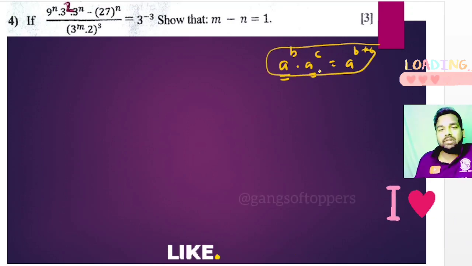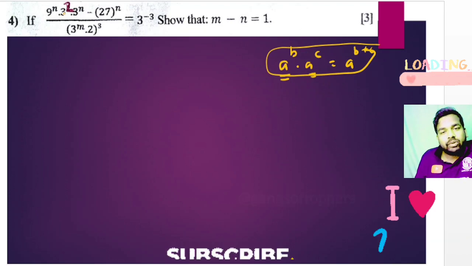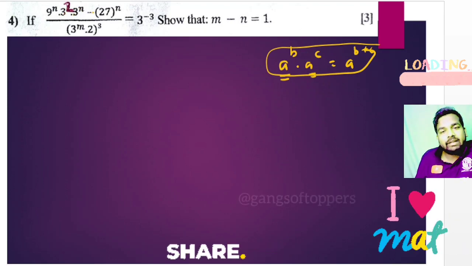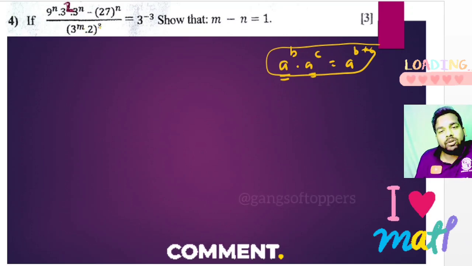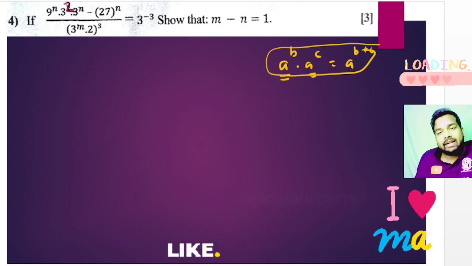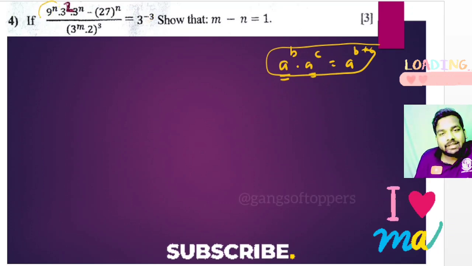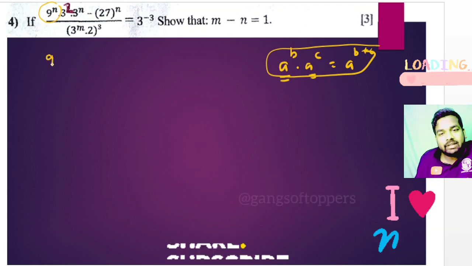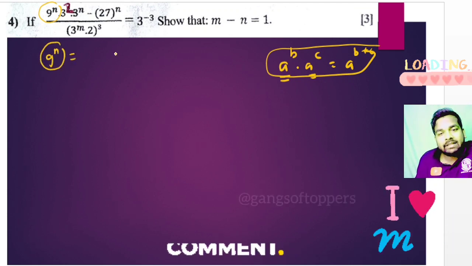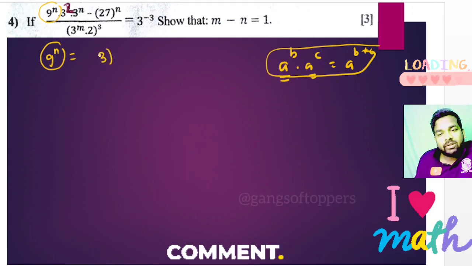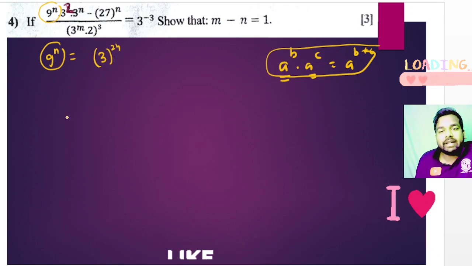Since in the question it is given that 9 to the power n into 3 squared into 3 to the power n minus 27 the whole to the power n, divided by 3 to the power n into 2 the whole to the power 3, is equal to 3 to the power minus 3. So we can say this is 3 to the power n, this is 3 to the power n, and this is n to the power 3. This n to the power 3 can be written as 3 the whole to the power 2n. Can it be written? Yes, it can be written.